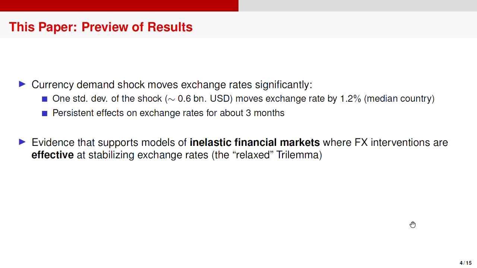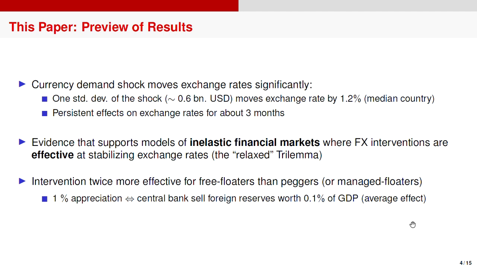The fact that exchange rates are responsive to this currency demand shock provides support that financial markets are inelastic. And under inelastic financial markets, we show that foreign exchange interventions can effectively stabilize exchange rates, independent of monetary policy, and also regardless of capital control policies. In other words, this whole framework provides support that breaks down the traditional trilemma condition, or in other words, relaxes the trilemma condition from Mundell-Fleming.